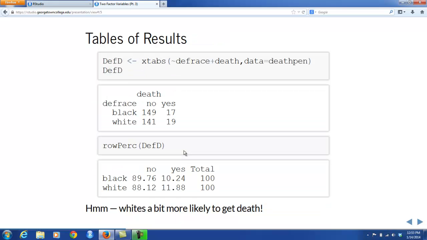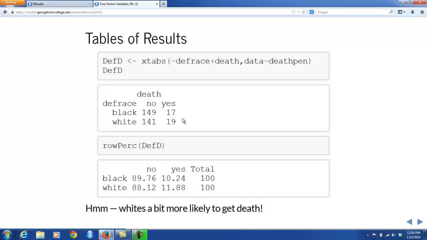So how do we study the relationship between two-factor variables like defendant's race and death? Well, we make a cross table. We think of defendant's race as the explanatory variable in this study, and we think of death, whether or not one got the death penalty, yes or no, as the response variable. So applying our usual formula data input to the crosstabs function, we construct a two-way table, and we'll store it in an object that I call deffd, defendant death or not, I suppose. So here's our two-way table.